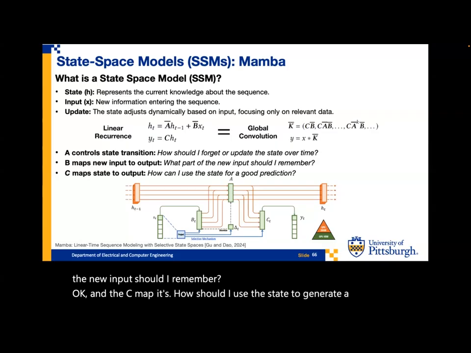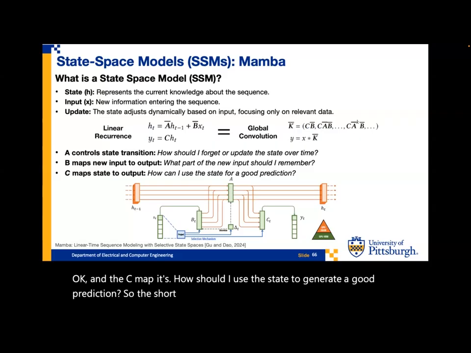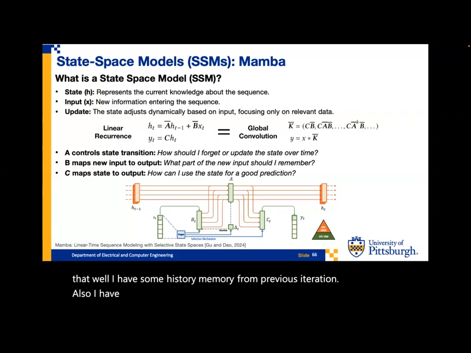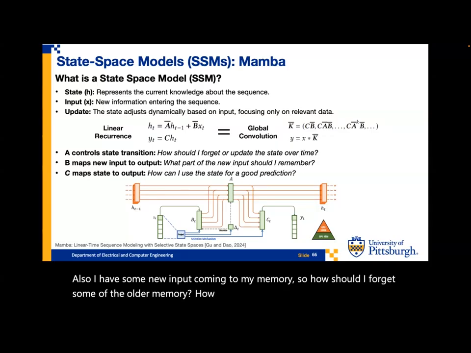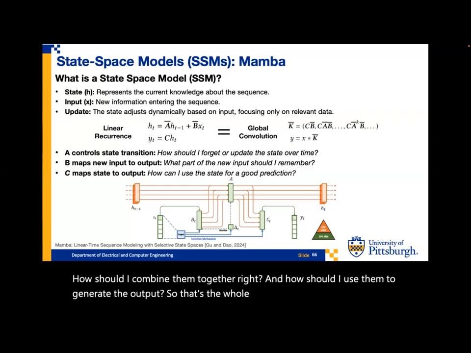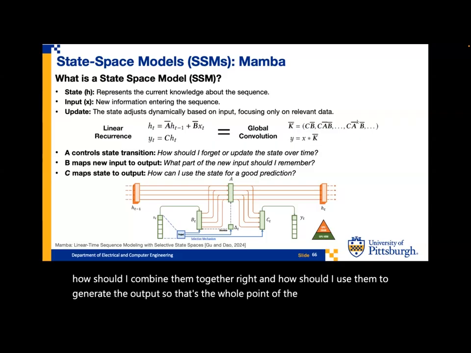So the long short-term memory basically means that I have some history memory from the previous iteration. Also, I have some new input coming into my memory. So how should I forget some of the old memory? How should I add some of the new memory? How should I combine them together, right? And how should I use them to generate the output? So that's the whole point of the long short-term memory. Does that make sense? Kind of.